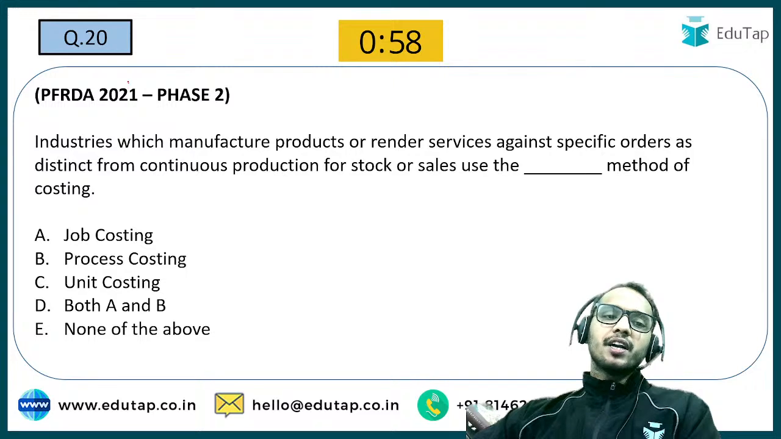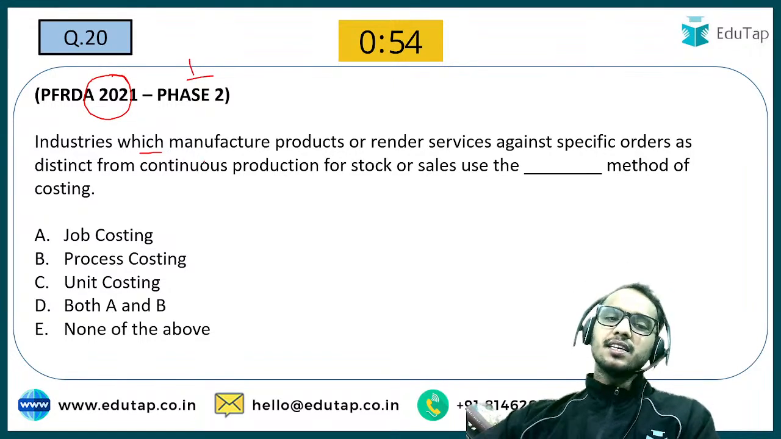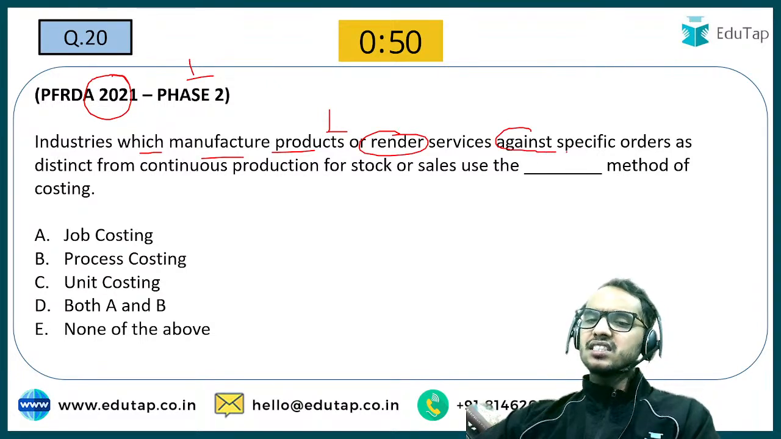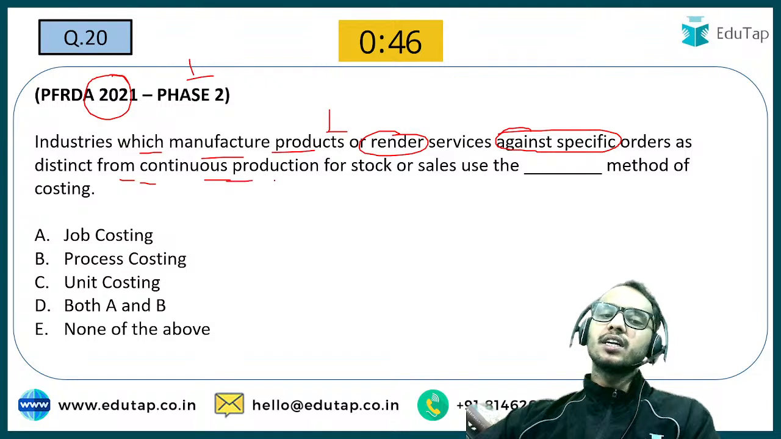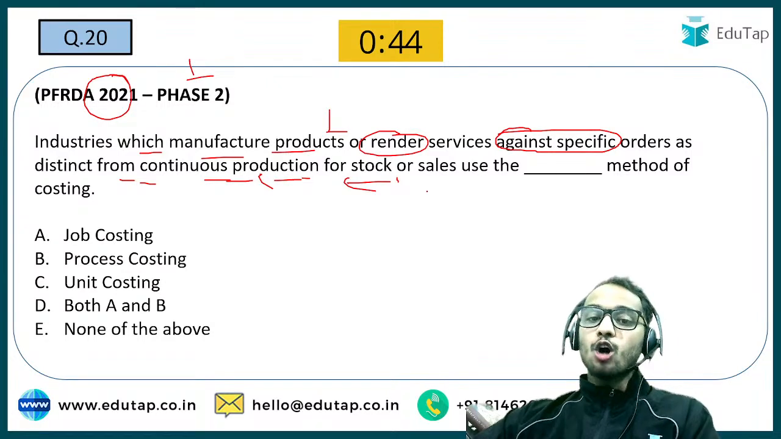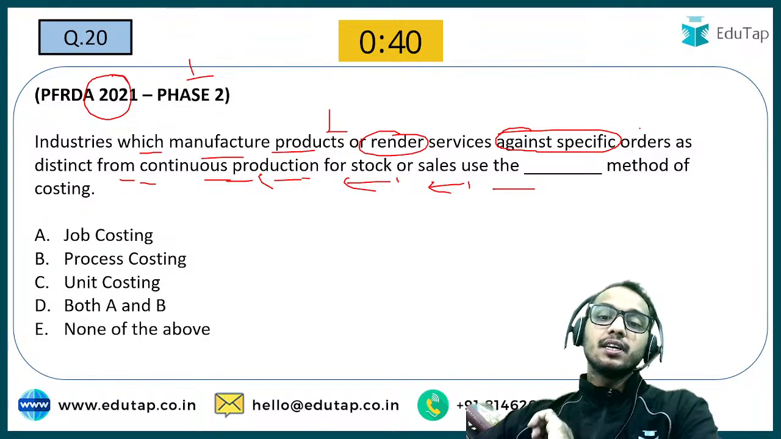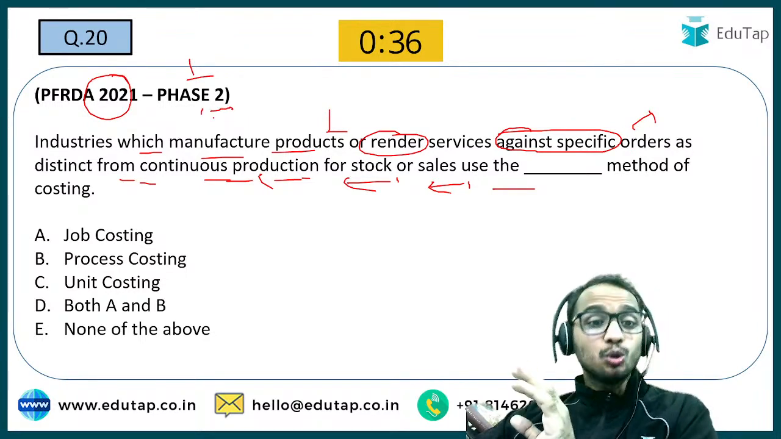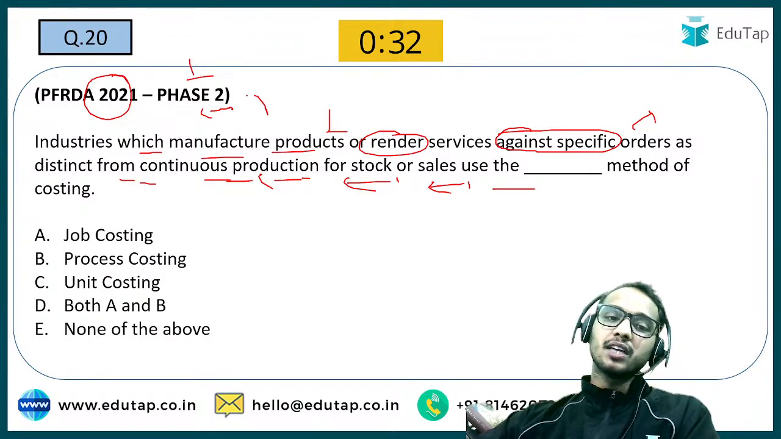Again, the PFRDA 2021 question, phase 2, not the phase 1. Industries which manufacture products or render services against specific orders, as distinct from continuous production for stock or sales, use which method of costing? A specific order. It is a very easy question, right? And in fact, this easy question has been asked in the phase 2.